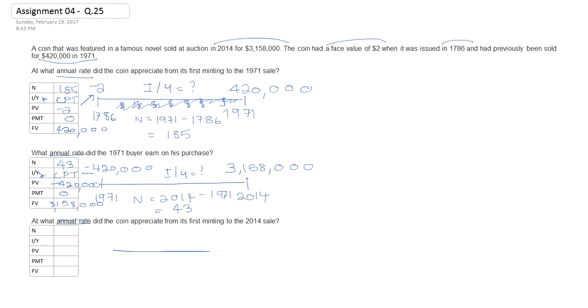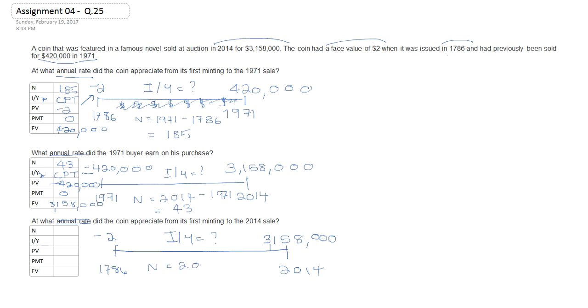And the last piece, the scenario will be you invest from the very beginning, which is year 1786, and cash your money out in year 2014. So if you buy this coin in year 1786, that's how much you pay, which is $2 for a coin, and you cash this out in year 2014, you will get the money from selling this coin for $3,158,000. So what will be the investment rate of return here? That's what you need to find.